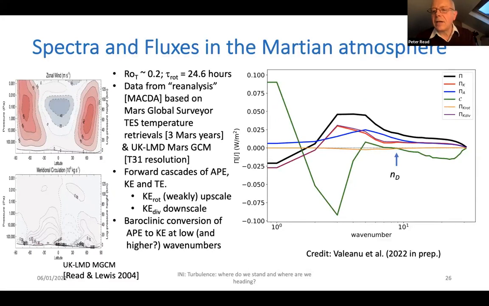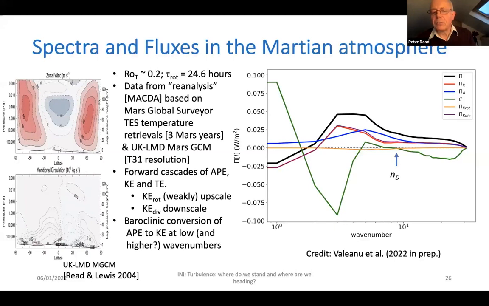So we see the potential energy, the blue curve, is essentially showing a forward flux at all scales, whereas the kinetic energy has a flux that changes sign. And if we decompose it again into rotational and divergent components, then we can see that the rotational component has a very weak region of upscale transfer. Again, upscale of the deformation radius scale, which is indicated by ND here.